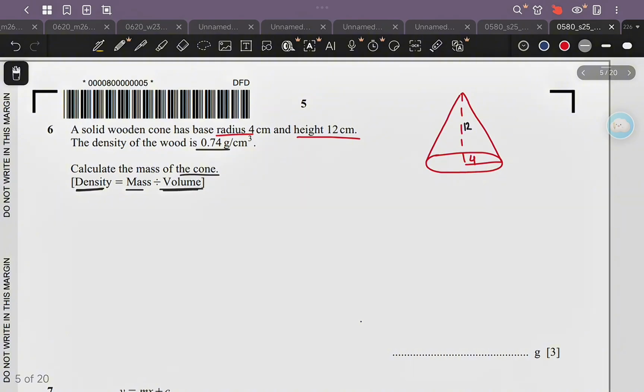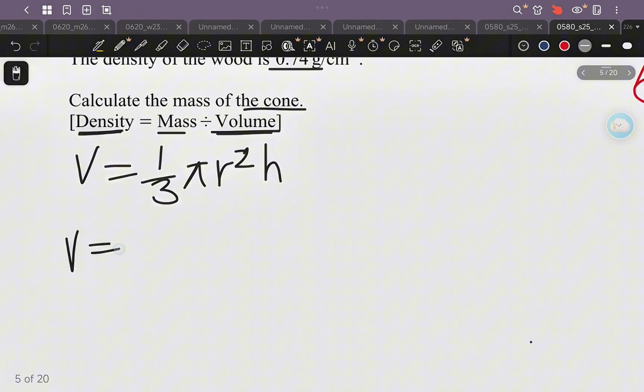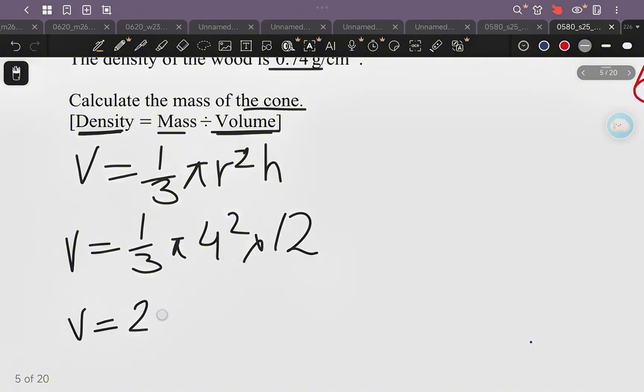So the formula for the cone's volume is 1 over 3 times pi times radius squared times height. You have to learn these formulas. So 1 over 3 pi, radius is 4 squared, multiplied by height, which is 12. Put that in the calculator and you'll get 201.06 as the volume.